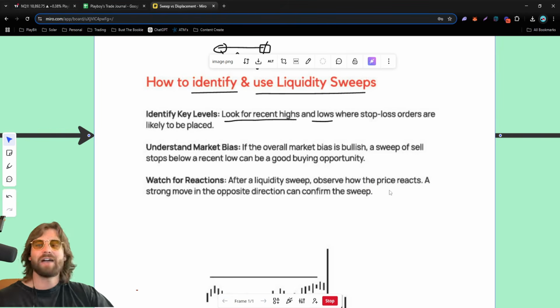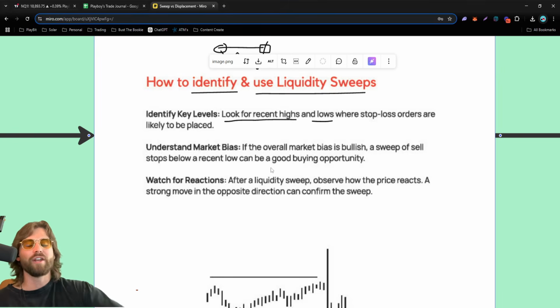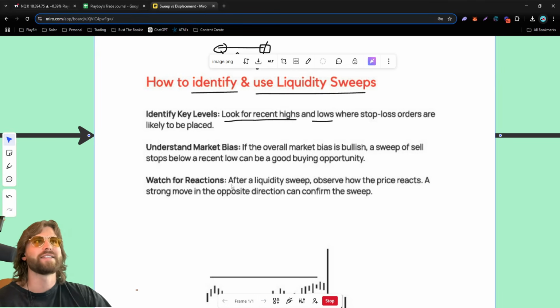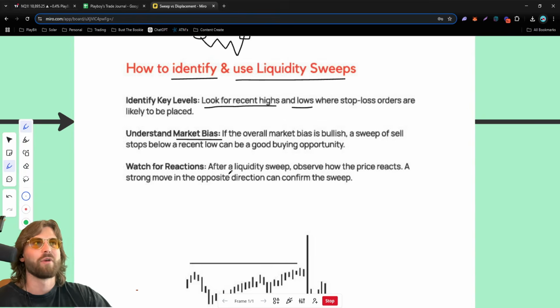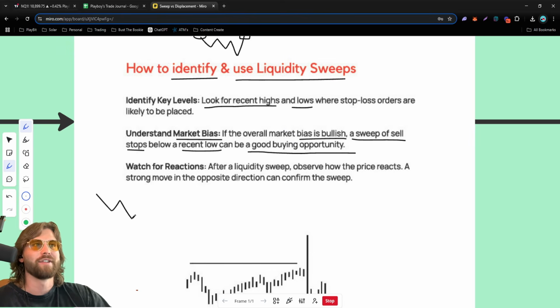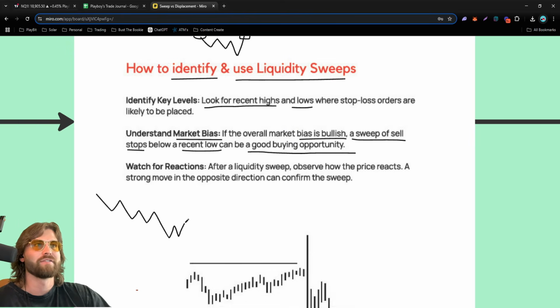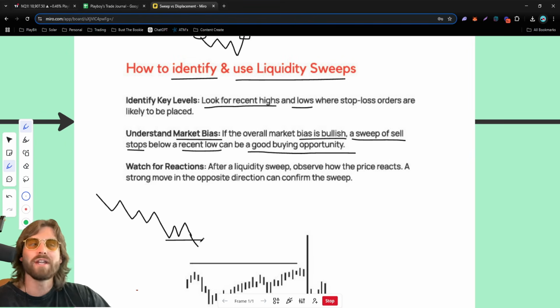Now, after having this reaction, the next step is, if we know that there's going to be stop loss orders placed potentially at that level, what is the bias? This is the part of understanding your market bias. If the overall market bias is bullish, a sweep of sell stops below a recent low can be a good buying opportunity. Now, all this means that if price is slowly coming down to a level, and let's say we have something like this, we have a bunch of buy stops here. If price sweeps this, that is an opportunity for buyers.